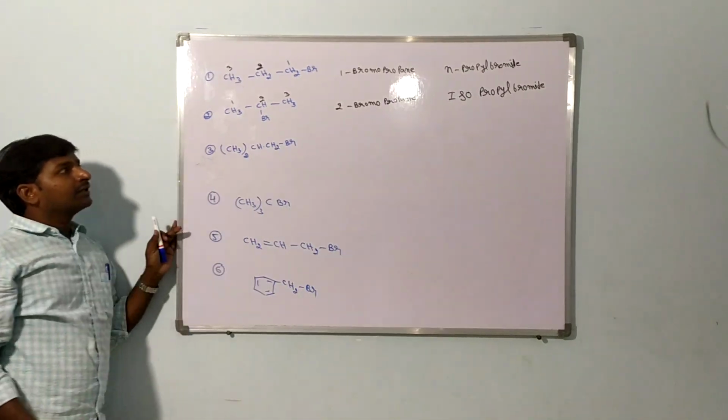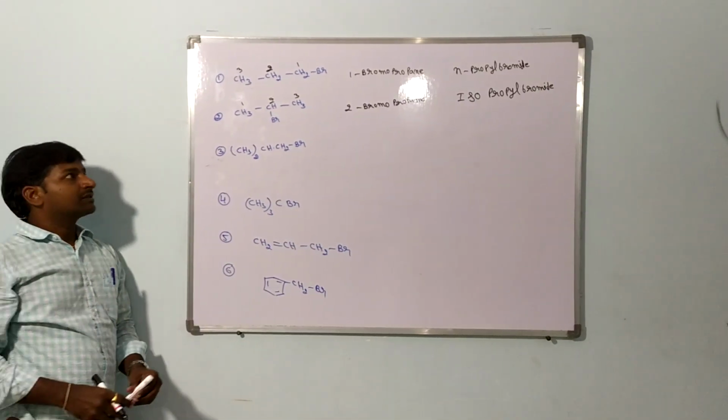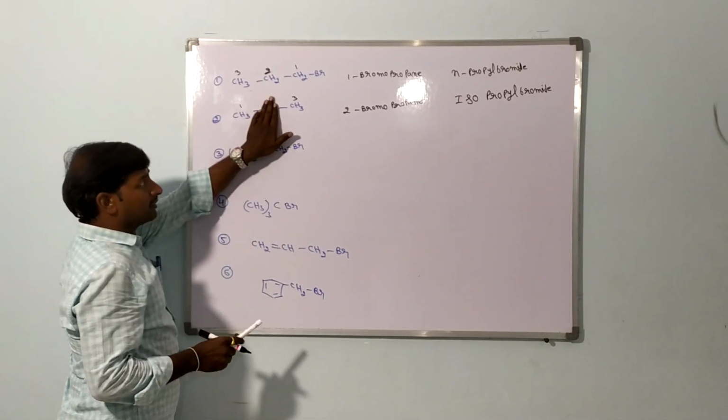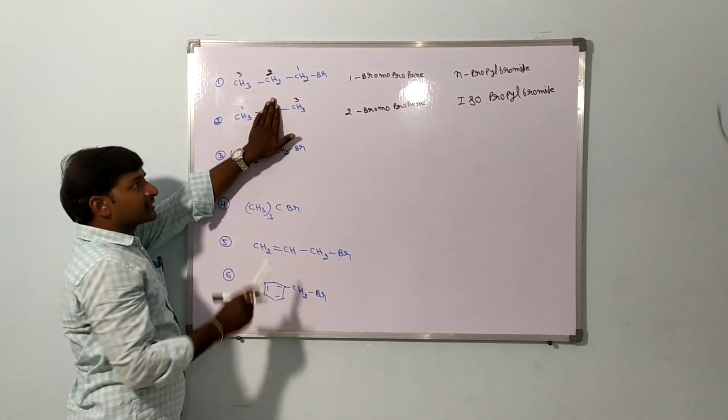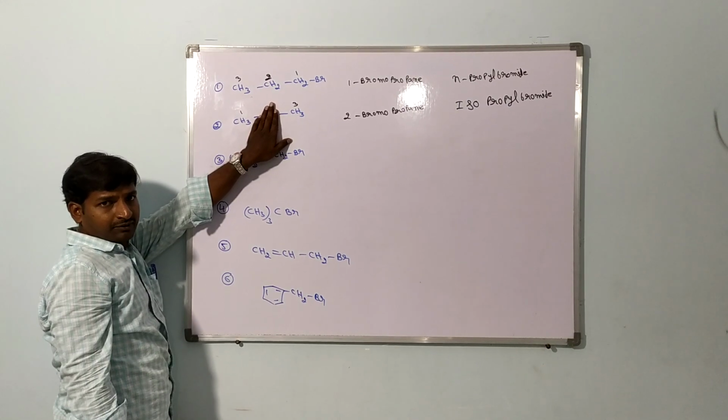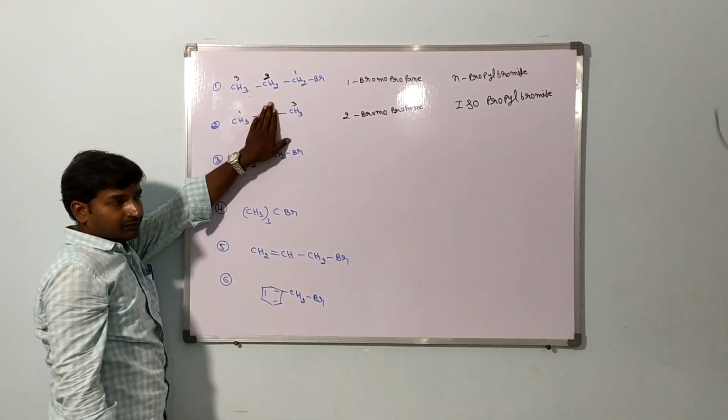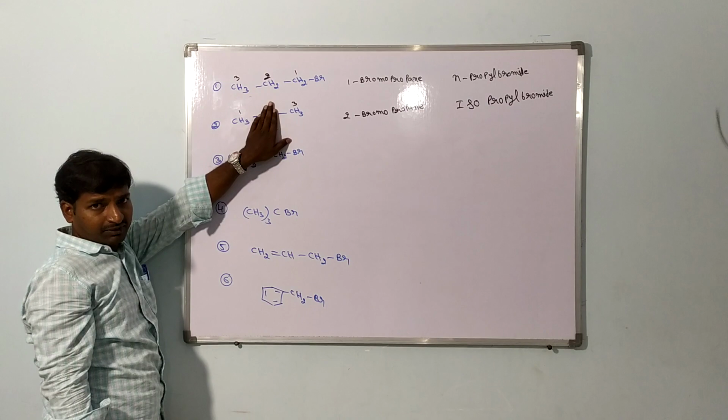Isopropyl bromide. Why are we saying iso? If, on the halogen attached carbon, the left and right sides have the same number of carbons, meaning the same branching is present, then we can say iso in the common name.